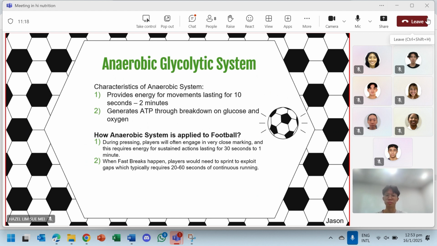So next up, we have the anaerobic glycolytic system. So the two characteristics of this system, one will be that it provides energy for movements lasting 10 seconds to 2 minutes, and it also generates ATP through breakdown of glucose and oxygen. So how will this anaerobic system apply to football? So firstly, during pressing, players would often engage in very close marking and this requires energy for sustained actions that last 30 seconds to 1 minute. So next, when fast breaks happen, players will need to sprint to exploit gaps, which typically require 20 to 60 seconds of continuous running. Okay, next slide.